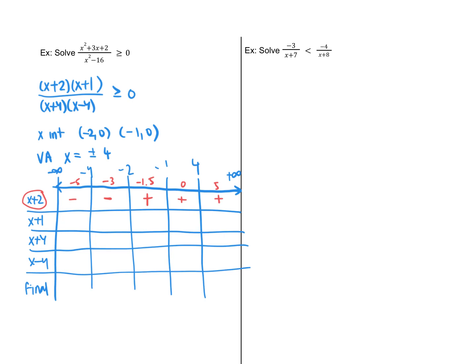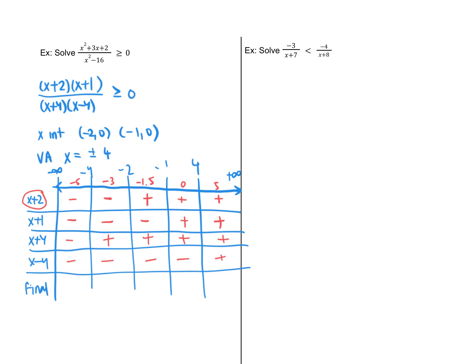For x plus 1, -5, negative, negative, negative, positive, once I get past -1. Now x plus 4, negative, but the minute I put -3 in, I'm now in the positive regions. Next, for x minus 4 will be negative, negative, still negative, still negative. Once I get to testing a value greater than 4, that's when we finally get that positive value.